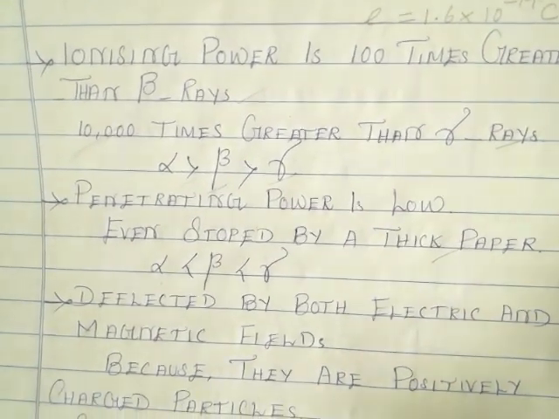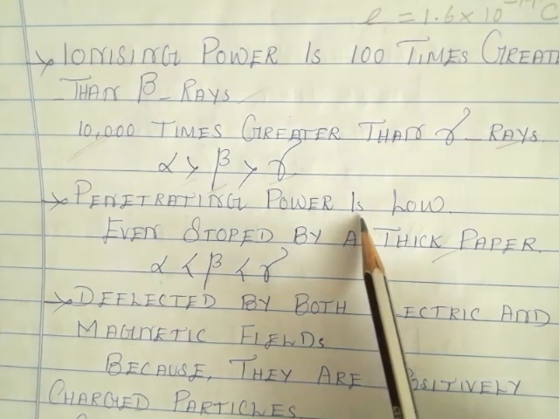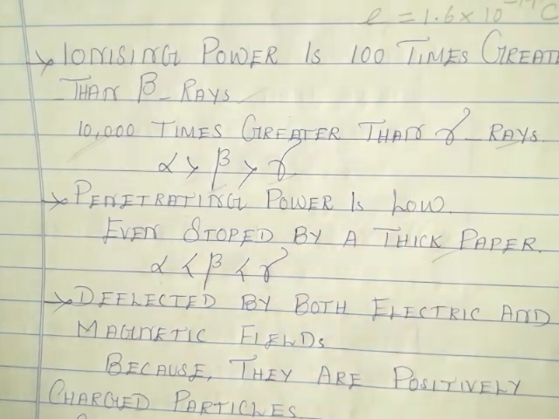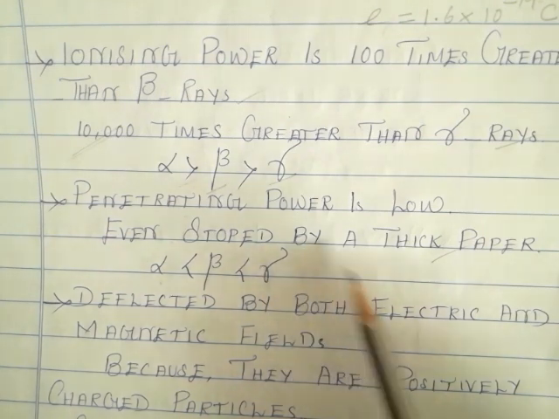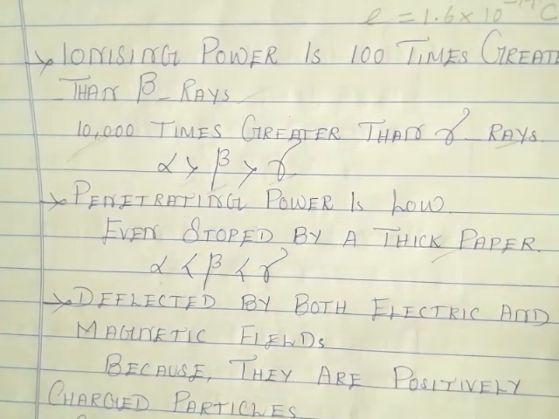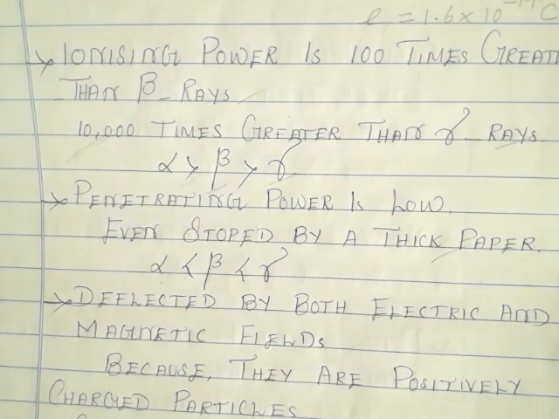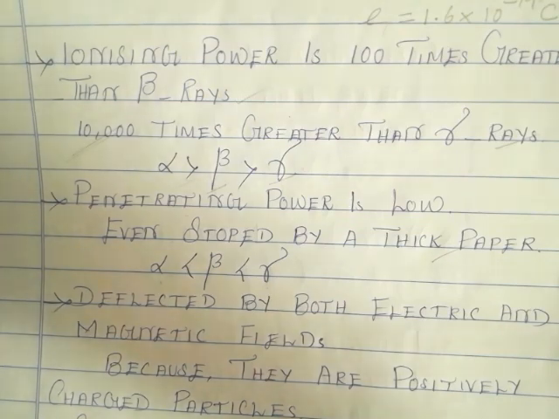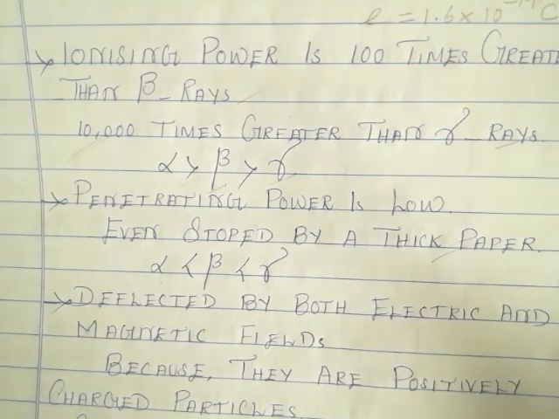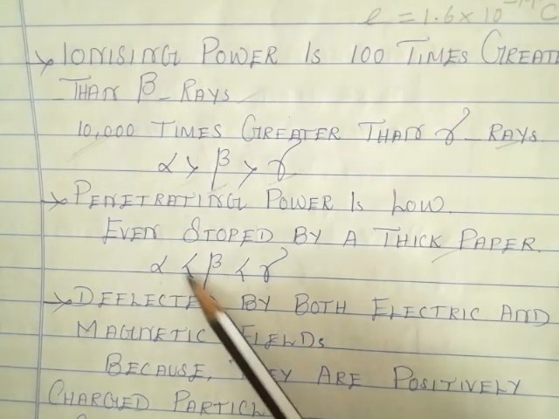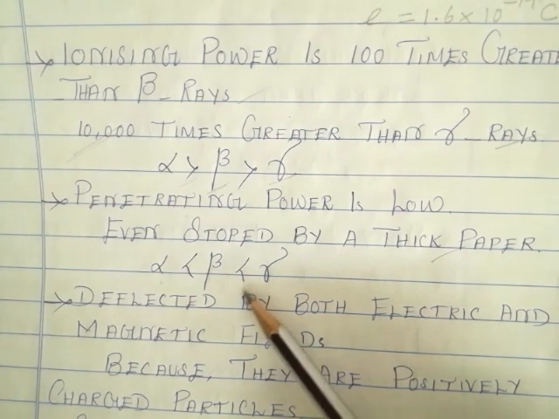And also one more important property: the penetrating power of alpha radiation is low. Ionization power is very great and penetrating power is very low; it is even stopped by a thin paper. What is meant by that? A thin paper placed in the path of the alpha radiation means the propagation of that alpha radiation will be stopped. That I will represent in the form alpha is less than beta is less than gamma.